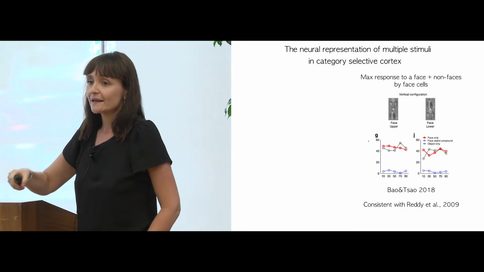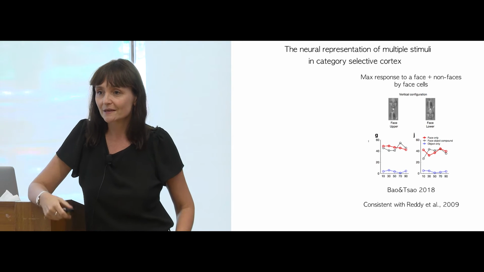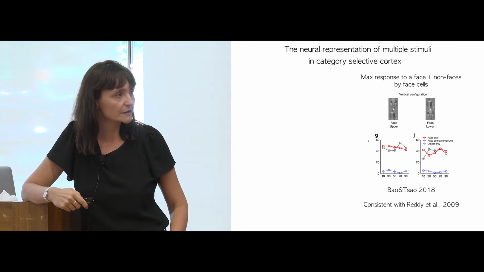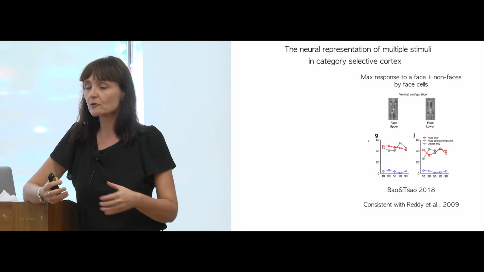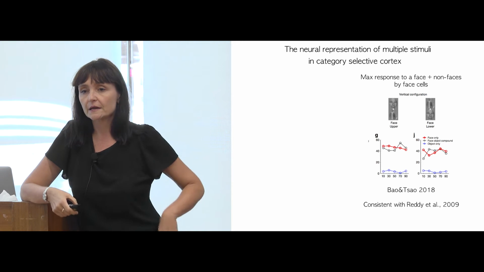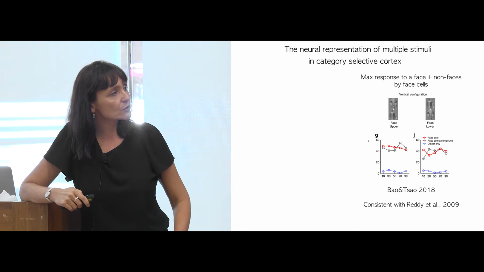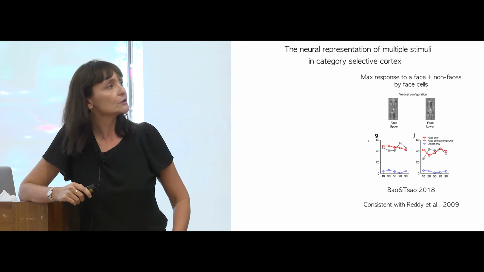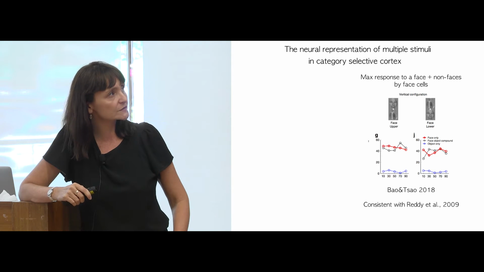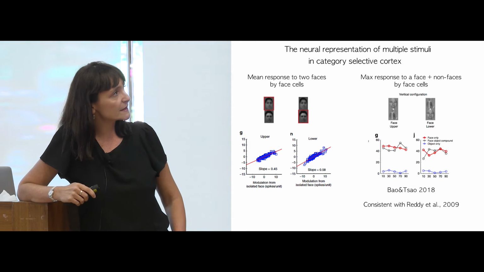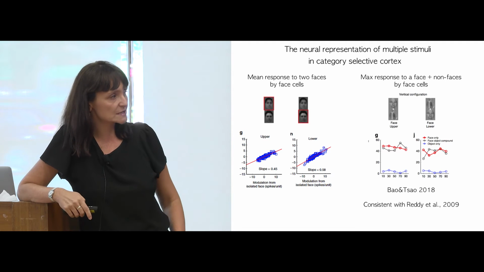Now, interestingly, and this is data from Doris' lab that was published recently and is also consistent with data published by Reddy and Kanwisher a few years ago, when two stimuli are presented to a face-selective neuron in a face-selective area, there was no evidence for a mean response, but rather a max response. The response of the cell to a face and an object is similar to the response of the cell to the face when presented alone. When the cell was presented with two faces, this is when the response was similar to the mean response of the two faces presented alone.